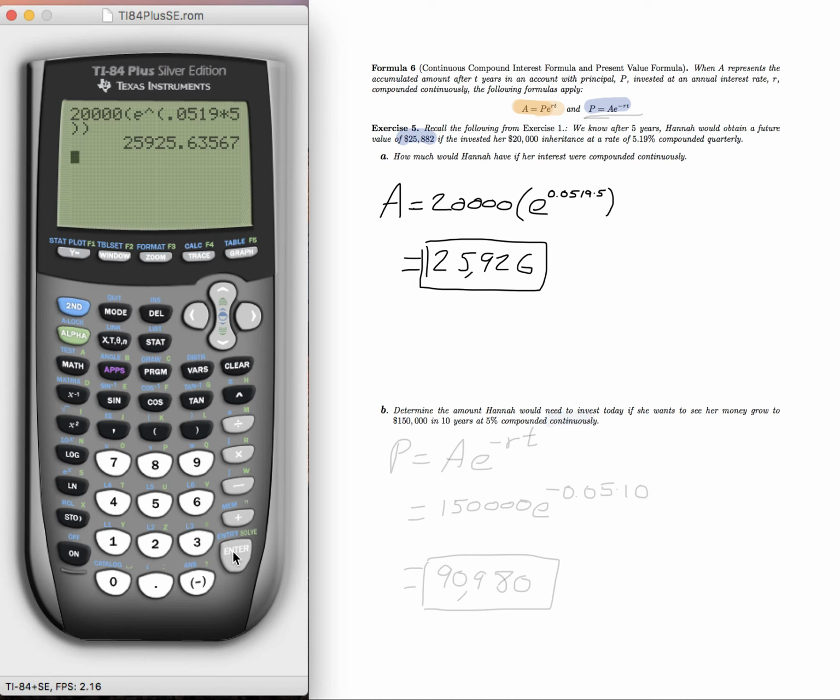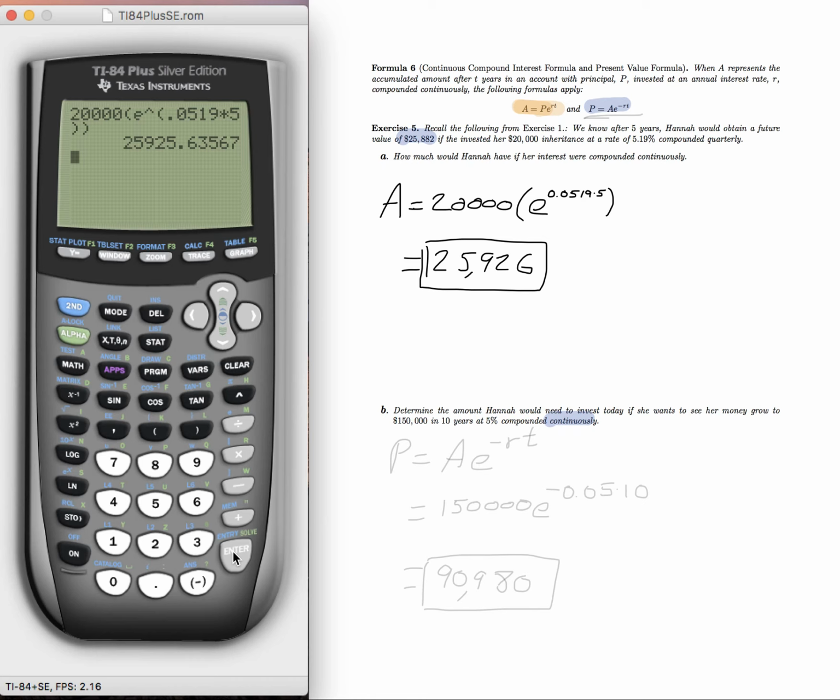Now in the second exercise, we're asked to determine the amount Hannah would need to invest today if she wanted to see her money grow to $150,000 in 10 years at 5% compounded continuously. So in this case, our key word is continuously. That tells us we're going to use one of those PERT formulas. In this case, we want to determine the amount she needs to invest now to make a goal.